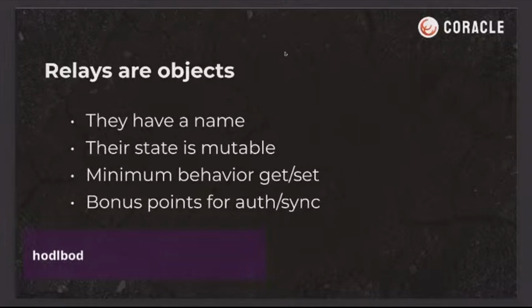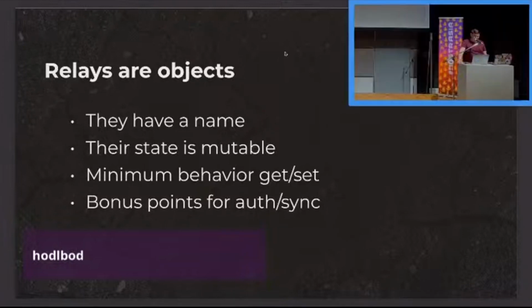Going back to standard behavior of objects, you often have getters and setters. If you've ever worked in Java, you know that. That's the minimum behavior for an object: you have a name and you want to assign a value to that name or get the value out of that name. Getters and setters with relays are REQ and EVENT. REQ is your getter, EVENT is your setter. And then you also get bonus points for AUTH and SYNC. AUTH is just a guard on your getters and setters, and SYNC is a way to do a bulk getter, basically.